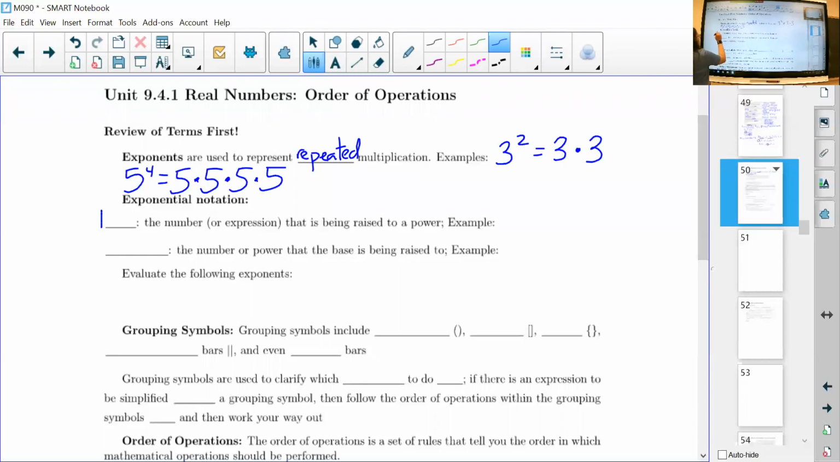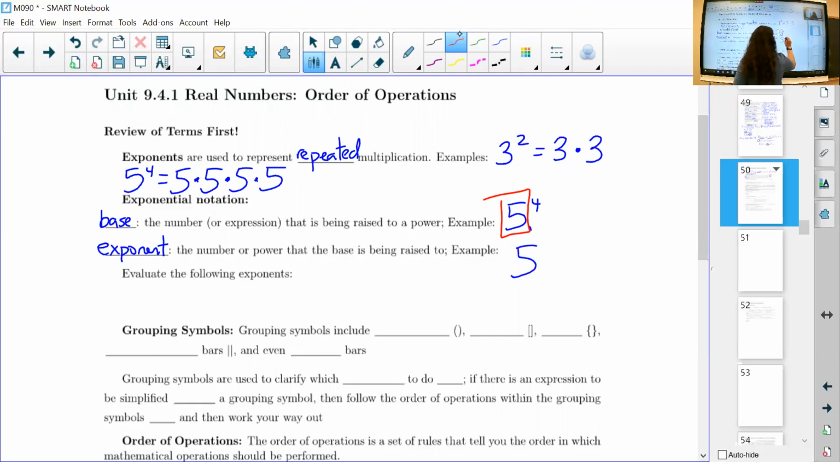In exponential notation, we call the base, that's the thing that's being raised to a power. So in 5 to the 4th, we've got our base right here. And then the exponent is the little number, the power it's being raised to. So using that same example of 5 to the 4th, now the exponent is that 4.